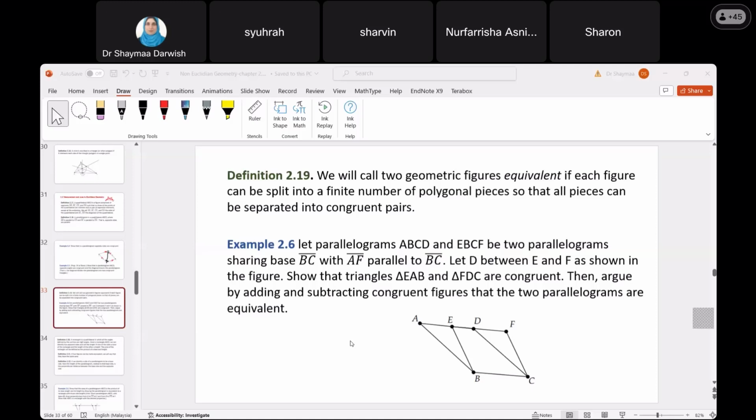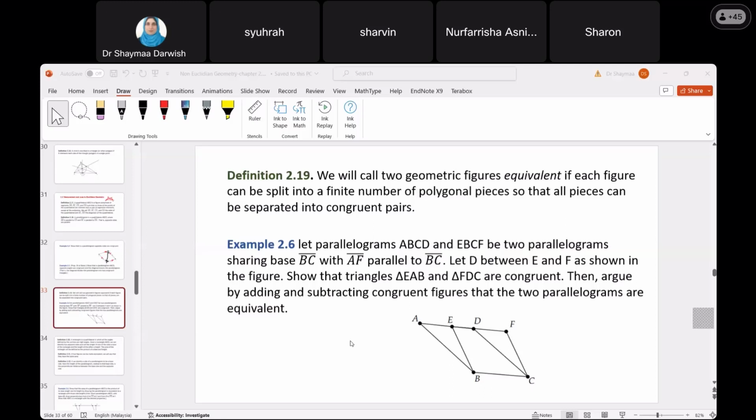From the definition, two equivalent figures are not congruent, but we can divide them into parts, and the parts are congruent. Congruent shapes have the same size, the same shape, the same area, the same volume, the same everything. But equivalent figures do not necessarily have the same shape, only the same area. So sometimes from the same parts, I can make a square or a rectangle if they have the same area.